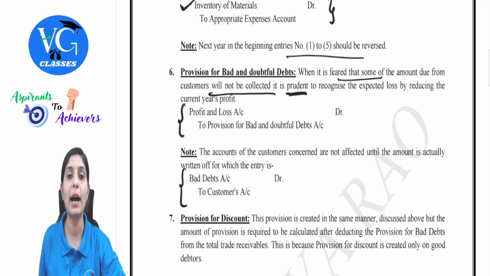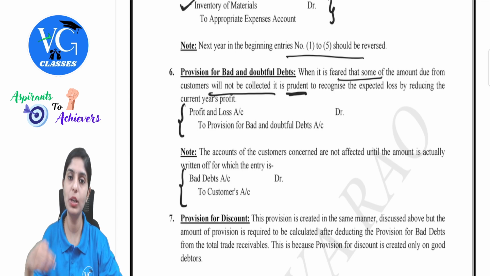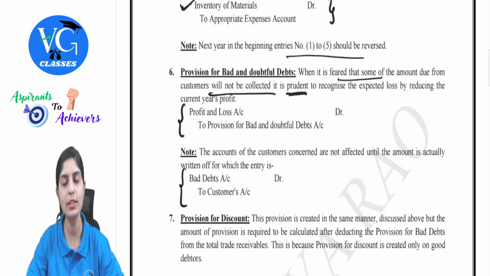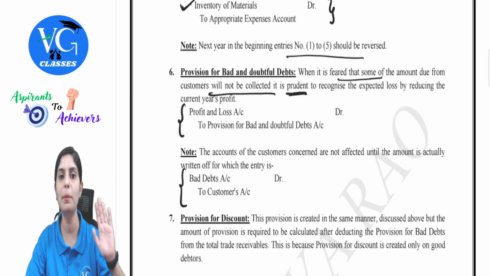What is the treatment if bad debts comes in trial balance? You will just show it as a normal loss and record it in the profit and loss account. You will not reduce it from debtors.